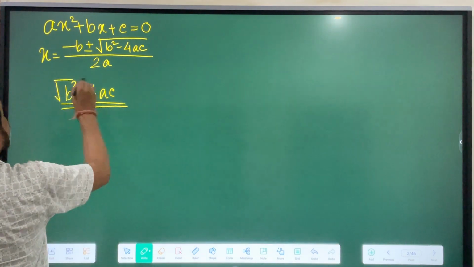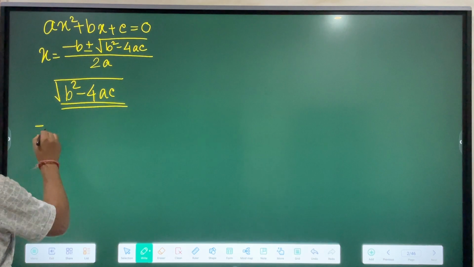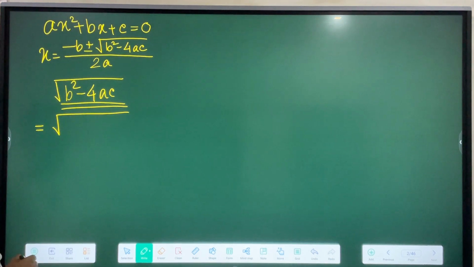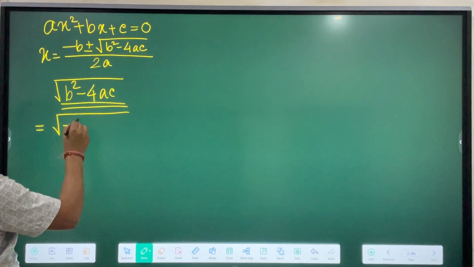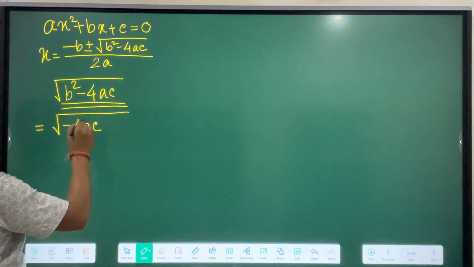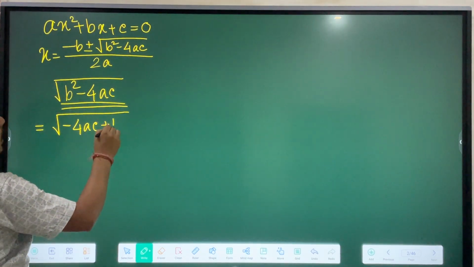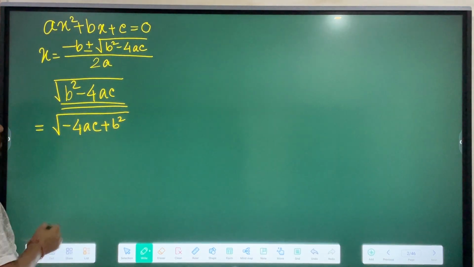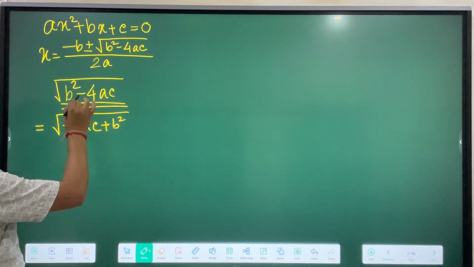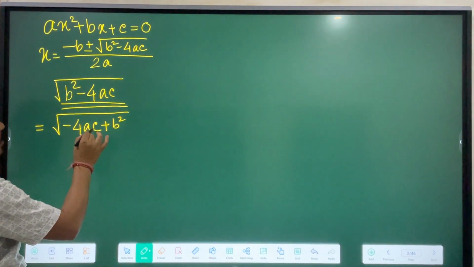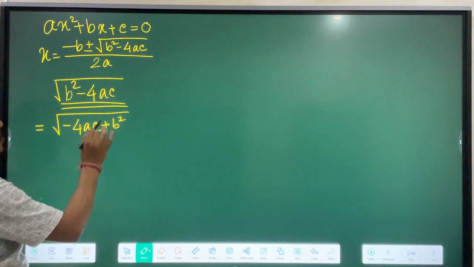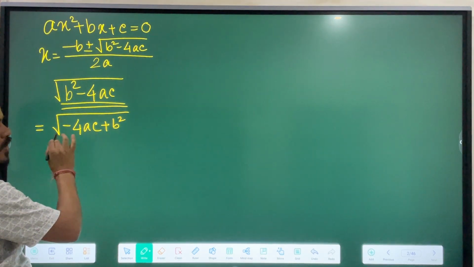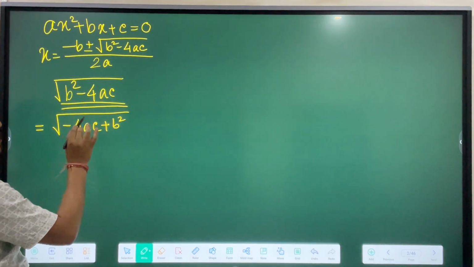So here of course there is a root. Now look, how can we get a negative number? Let us write minus 4ac here, and here plus b square. I have just changed the position. Minus 4ac, as it is minus 4ac I have written, plus b square I have written as it is. Nothing is changed, only the position is changed.